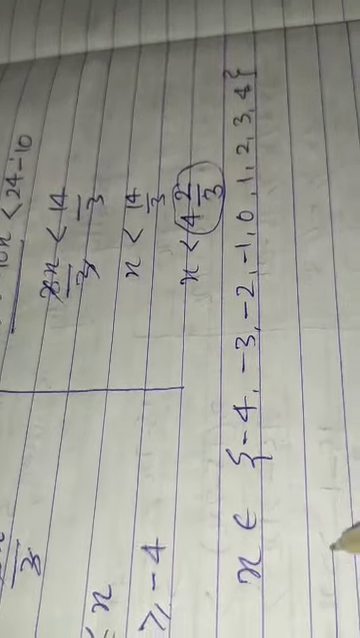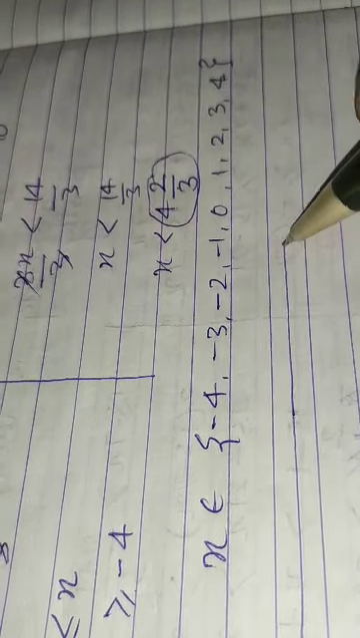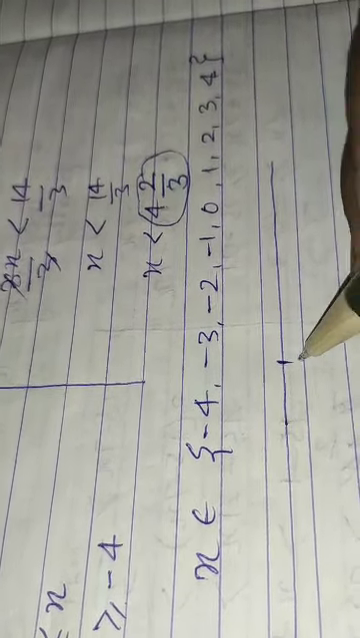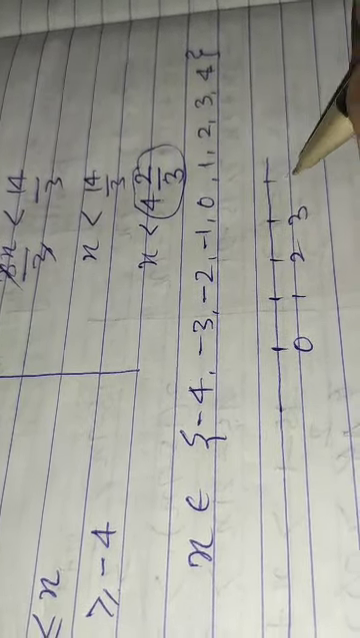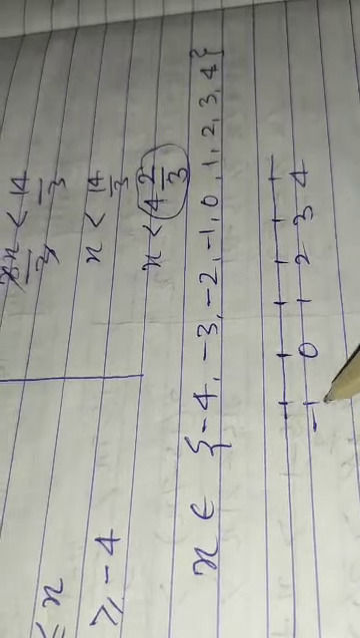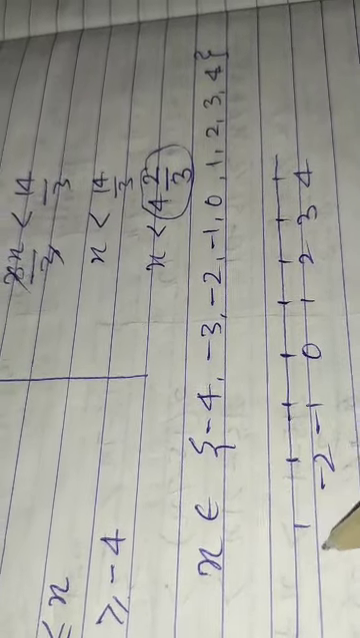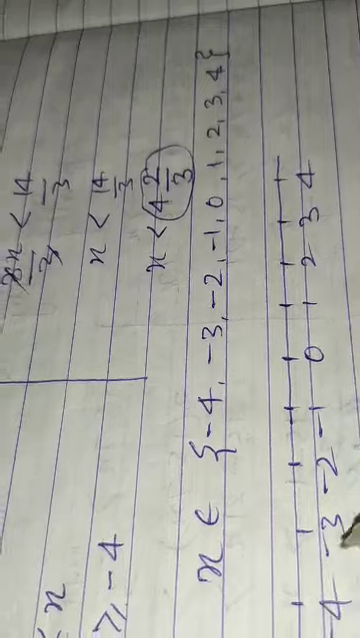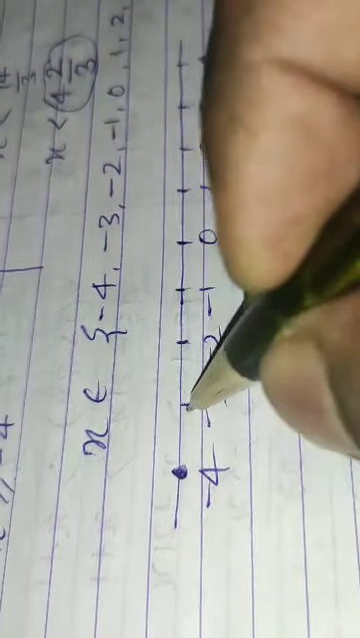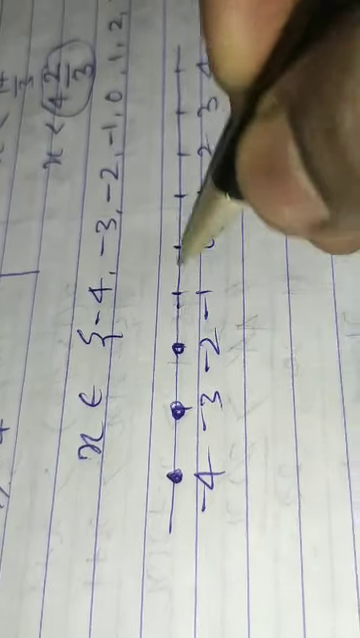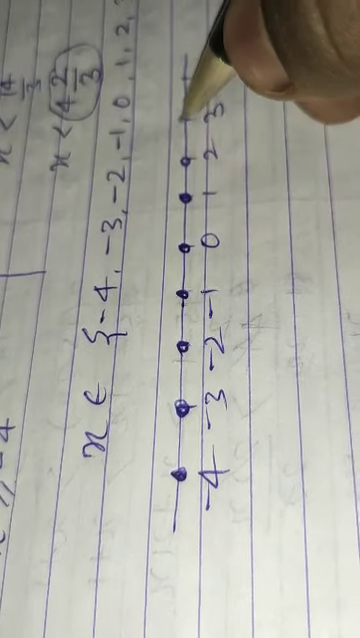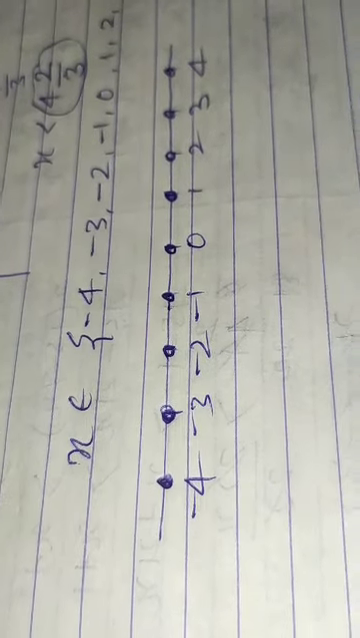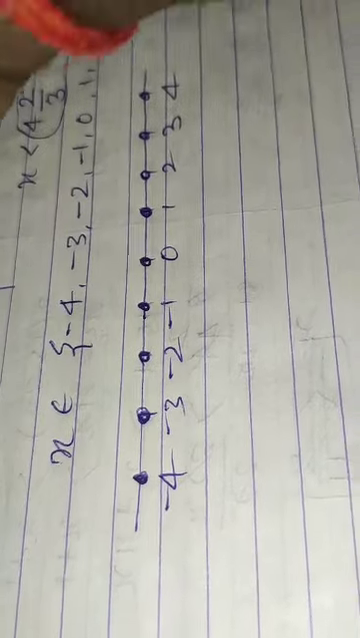And on the number line: 0, 1, 2, 3, 4, -1, -2, -3, and -4, and we have to take the integers only. So we plot -4, -3, -2, and so on. It means fractions and decimal numbers will not be there. That's why we have plotted this.